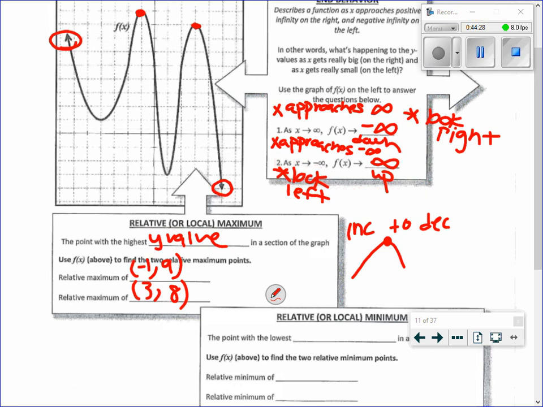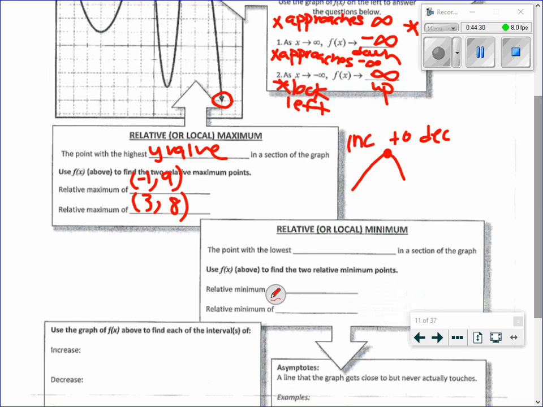All right, so minimums, kind of the same, but obviously we want the lowest y value instead. So think about with your minimum, you want to know where it goes from decreasing to increasing. Think about graphically, I'm decreasing, and then I switch to increasing. So I'm looking for a point like there, at that bottom point. So what are the relative minimum points we have on this graph? -4, 1, and what's another one?